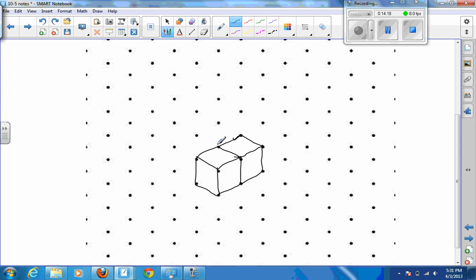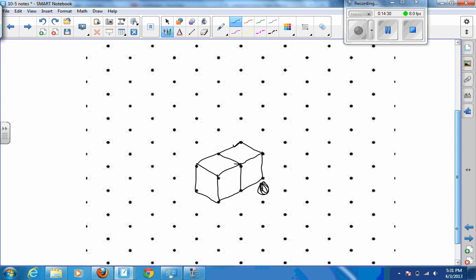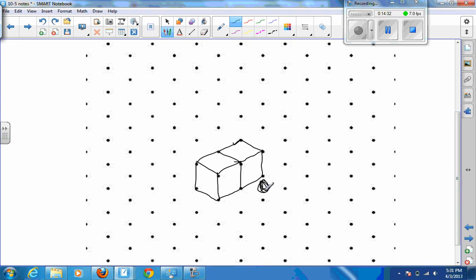So now I have 2 cubes, and now I need to draw one next to it. I can draw one over in this area here. Sorry about that. I could draw one in this area here, or I could draw one over here. Again, if I draw it over here, all I'm going to see is the top edge and a little bit of this side as it goes down. So now you can see 3 cubes.